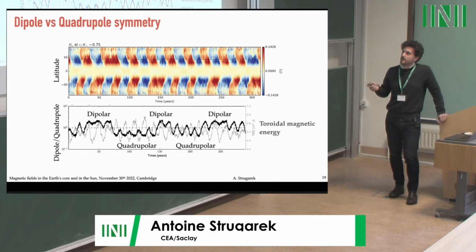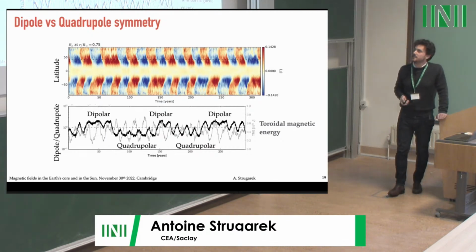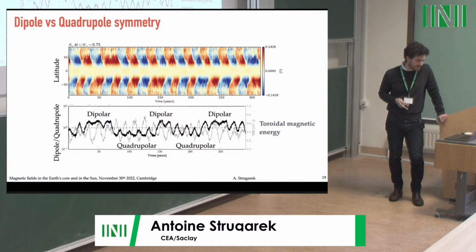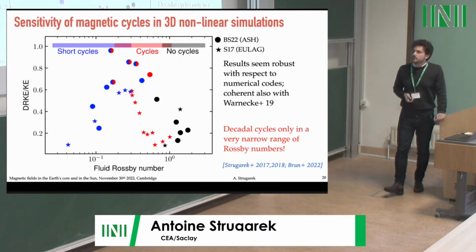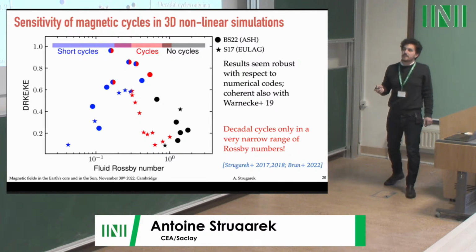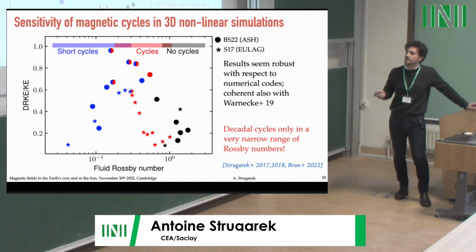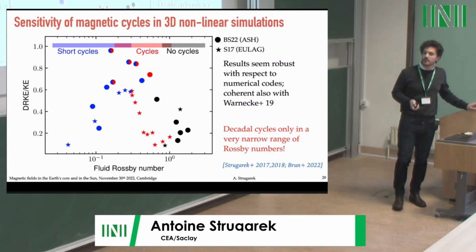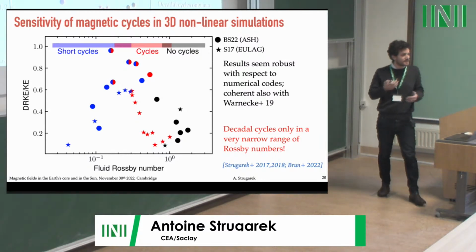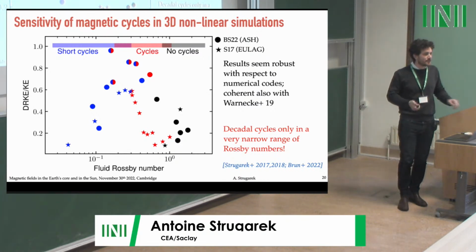Of course, we cannot run them for such a long time, so it is already very difficult to run them for this kind of time scales. So if I just try to summarize, this is a plot of the differential rotation kinetic energy over the total kinetic energy as a function, again, of the fluid Rossby number. What we find within these two sets of simulations is that, for not very low Rossby number, we have short cycles that are seated at the top of the convection zone near the equator.